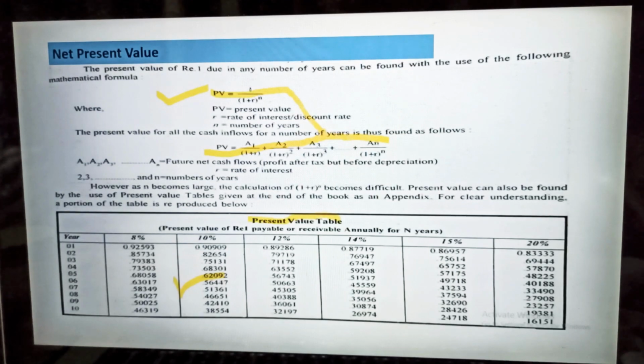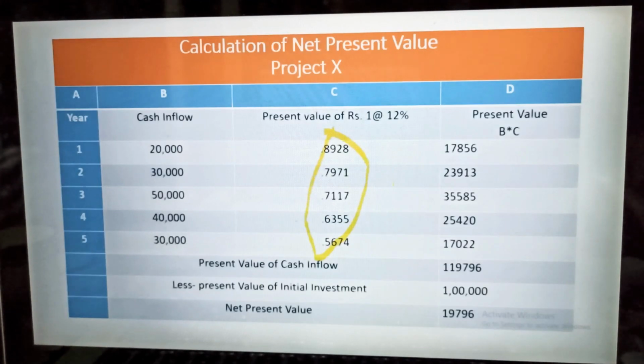You can also take the 12% column, and if 14% is given, you have to take, at the rate of first year, the 14% column, then second year 14%, like that you can do. So here I have taken this column, because 12% is already given in the question, that's why I have taken it. Then we have completed cash inflow, we have completed present value of rupee 1.